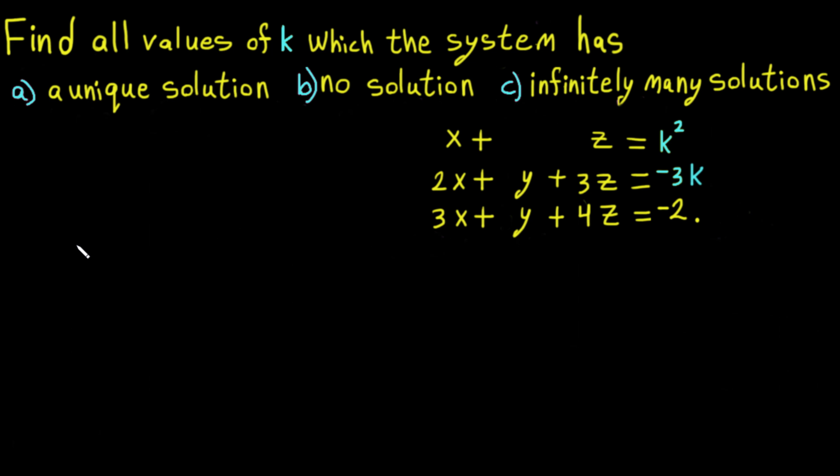At the beginning, we have to put them in an augmented matrix. So here we have A augmented with B. A means the coefficients here, and B is the result, which is here. So let's write it.